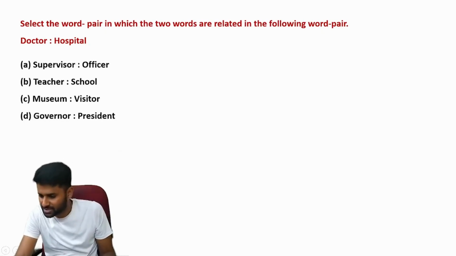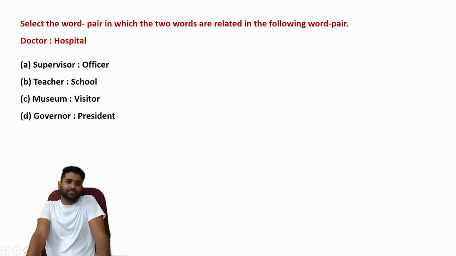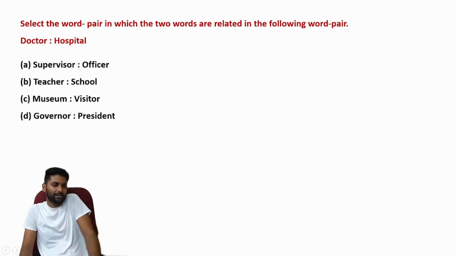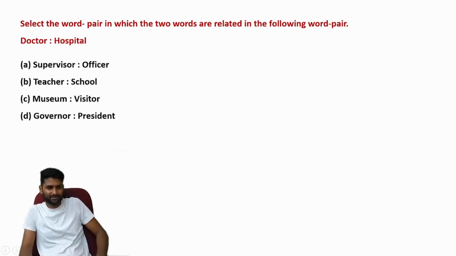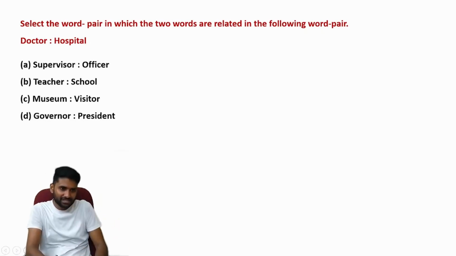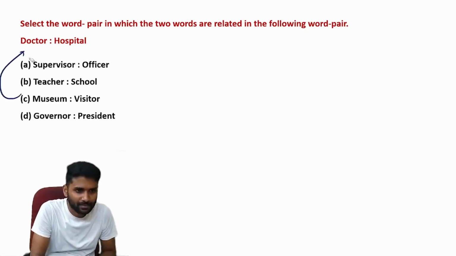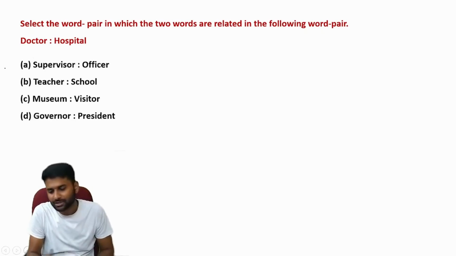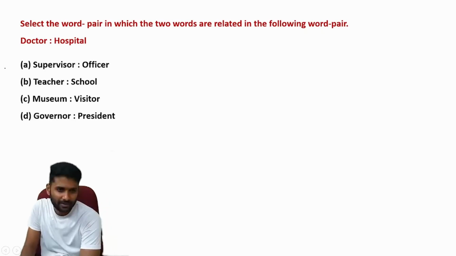Last question for today's session. What is the relation between doctor and hospital? According to that relation, if you identify it, which of the suitable answers is the correct answer? Which one out of the four options is related to our question? Doctor and hospital. Supervisor, officer; teacher, school; museum, visitor; governor, president.